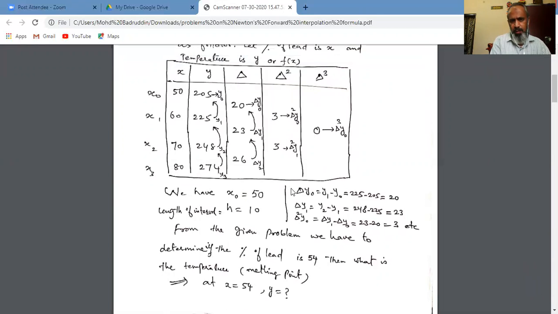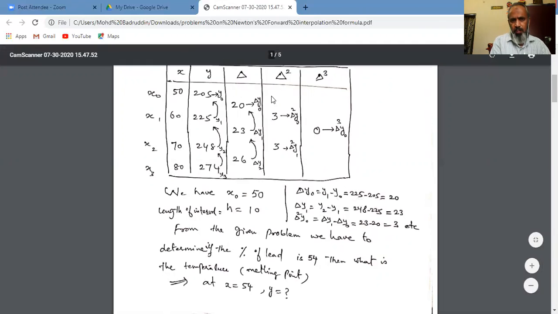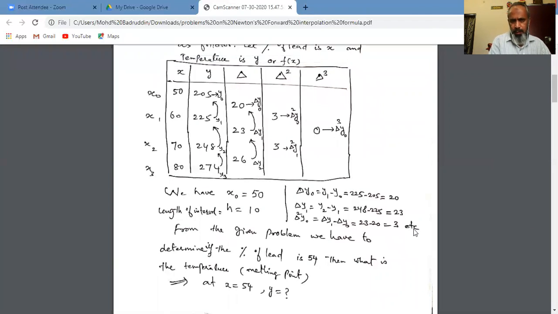So how can we find this delta y0? This is y1 minus y0. So we got 20. Delta y1 is y2 minus y1. So we got 23. How to determine del square y0? Del square y0 is the second order forward difference. It is obtained by the difference of the first order differences, that is delta y1 minus delta y0. So we got it as 3, and so on. We can determine the higher order forward differences.